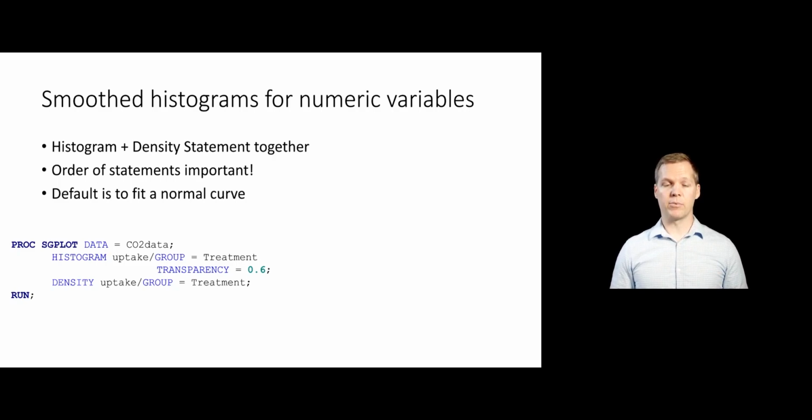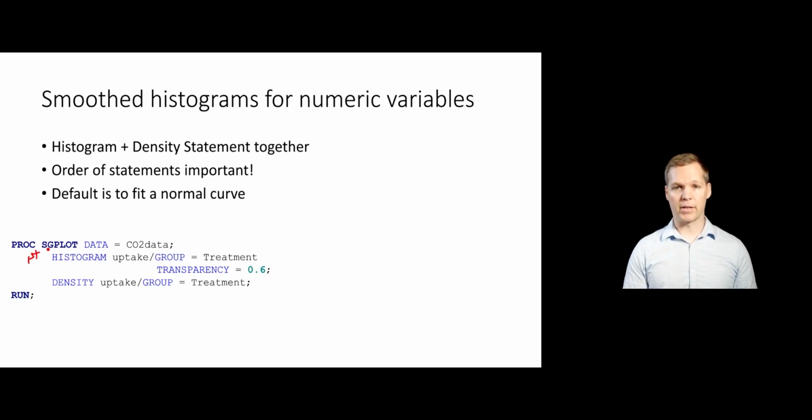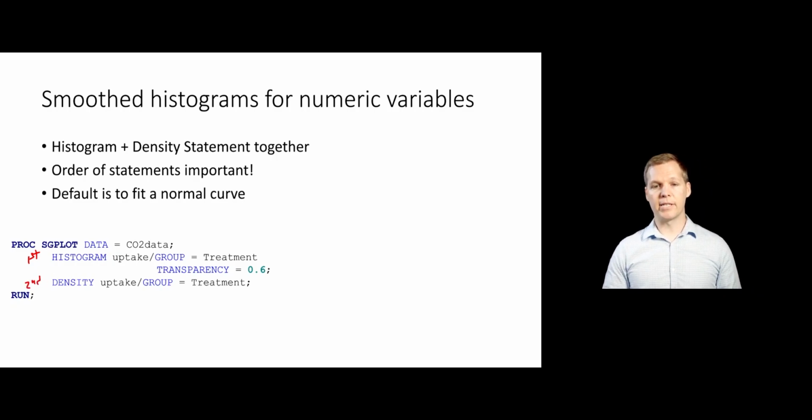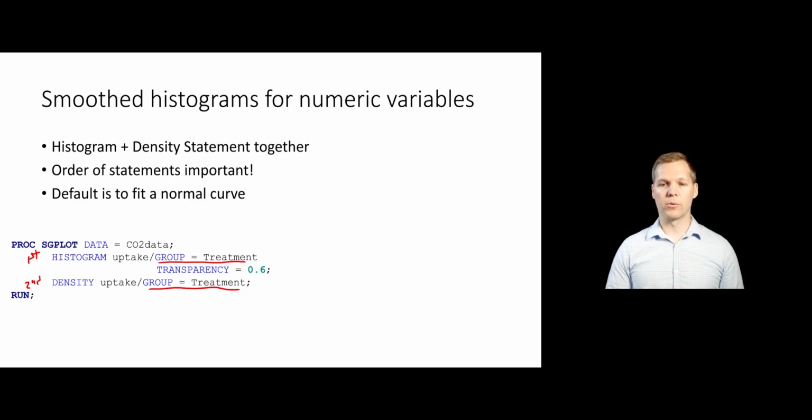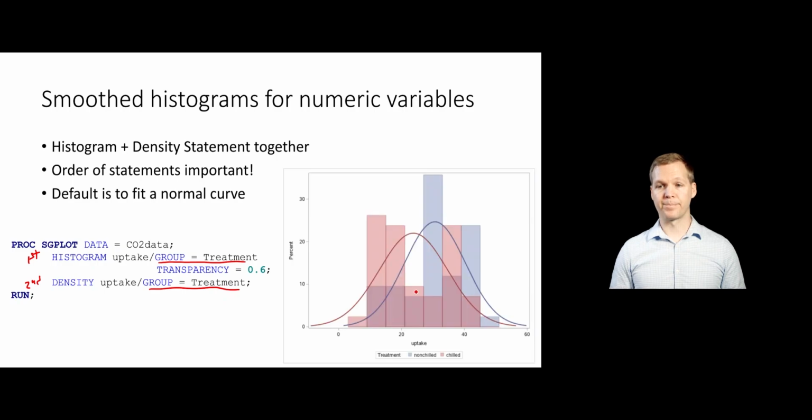And what's nice about PROC SGPLOT is you can actually overlay the two types as well. So here I'm going to do a histogram statement first, so that'll be the plot that's on the bottom. And then we're going to put a density plot on top. The density plot by default just fits a normal curve, so it takes the best fitting normal curve for the data and plots that on top. And I'm using group equal treatment in both of these, and so it's going to create two normal distributions corresponding to each one of those treatment groups. And so here you can see those overlaid on top of our histogram.